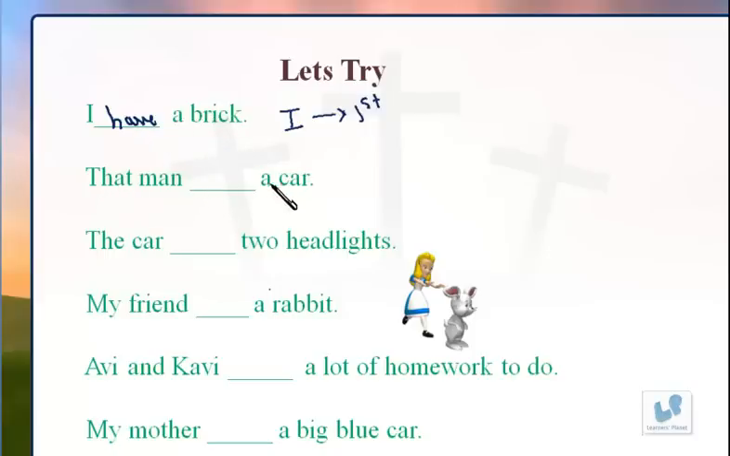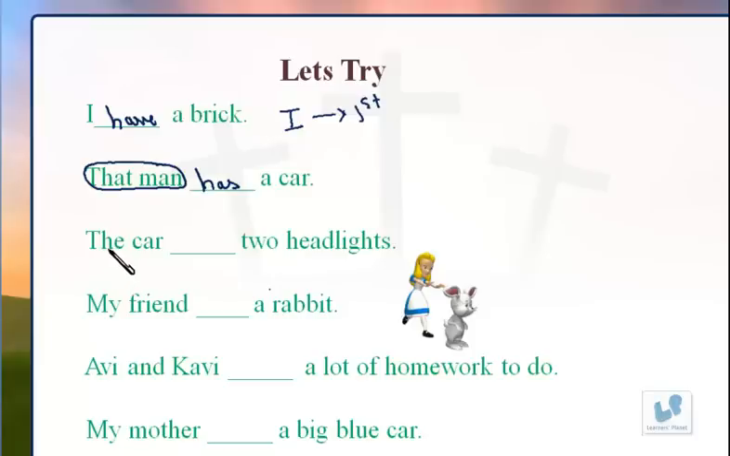That man dash a car. Now that man over here is the third person. He is the third person singular, and we know that with the third person singular we use has. So the correct fill in the blank will be has. That man has a car. Okay?